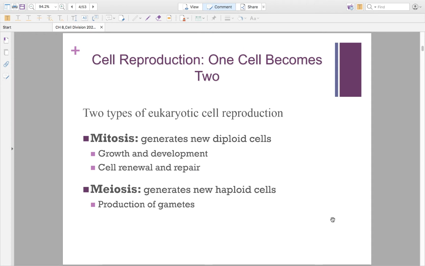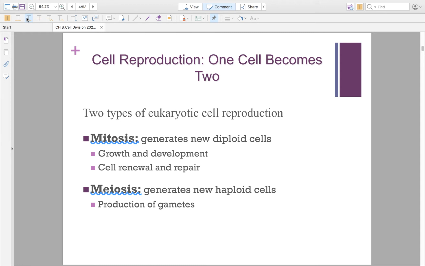So what about eukaryotes? That's how prokaryotes reproduce. What about eukaryotes? Well, this is where mitosis and meiosis comes in. Mitosis is one type of division, meiosis is the other. Now, what's the difference? There's a massive difference. So mitosis is designed to take our cells, or cells in general that are eukaryotic, and reproduce them.